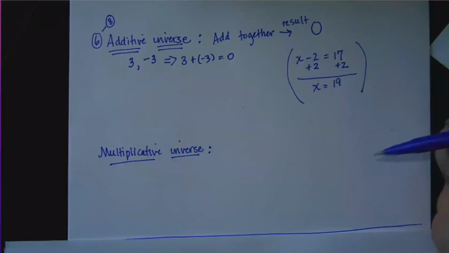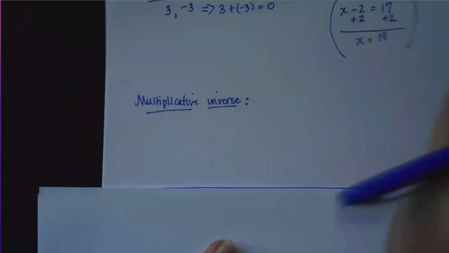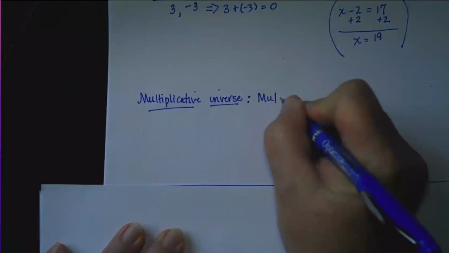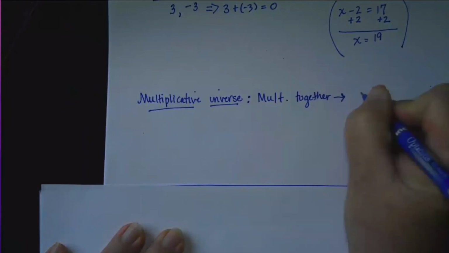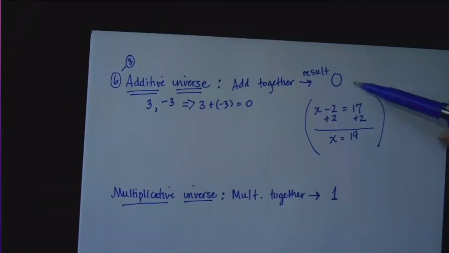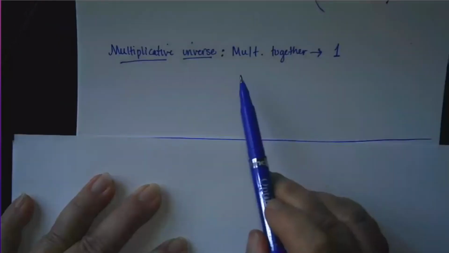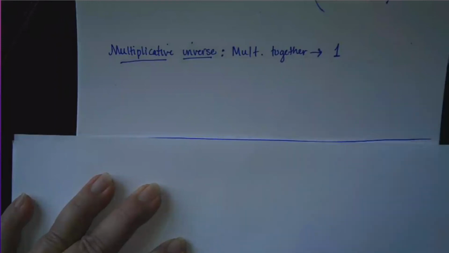Additive inverse. Okay, so a multiplicative inverse is when you multiply two numbers together, the result is 1. Now this is important. Look, additive inverse, you want them to be 0 because 0 added to any number is itself. The same thing is true for the multiplicative inverse. Any number multiplied by 1 is itself. So that's what it means to be an additive inverse or a multiplicative inverse.